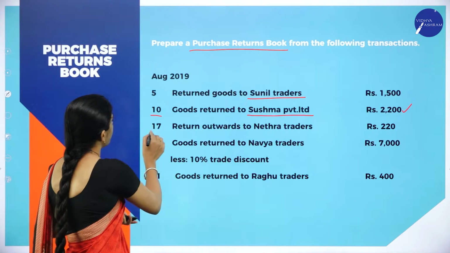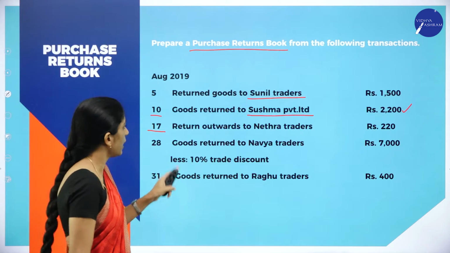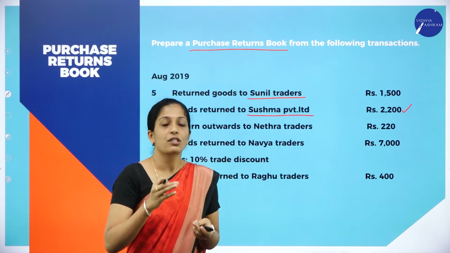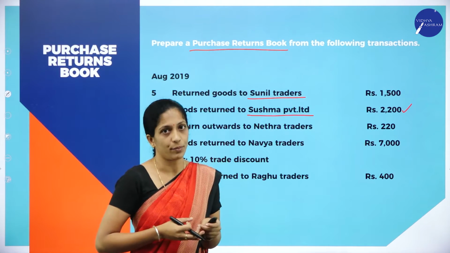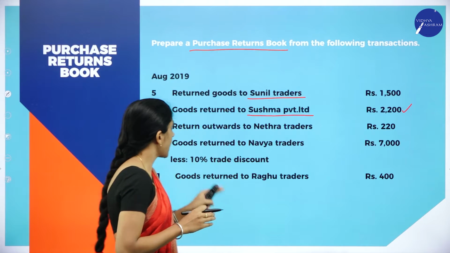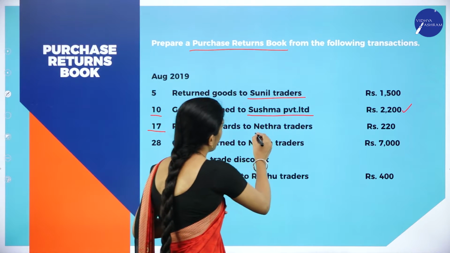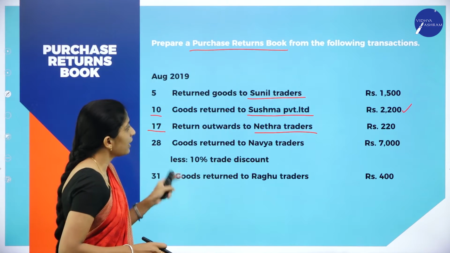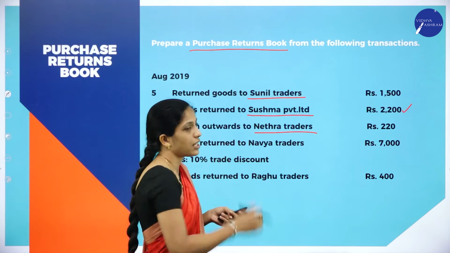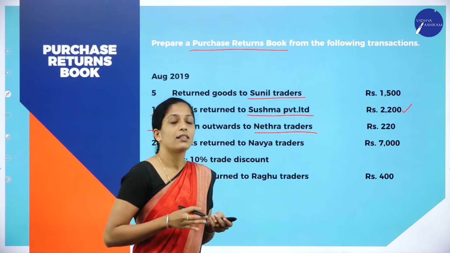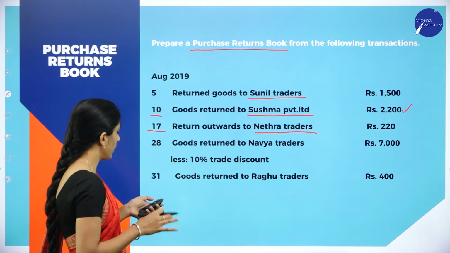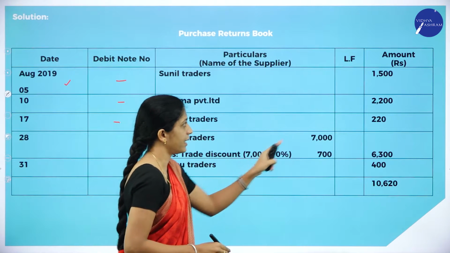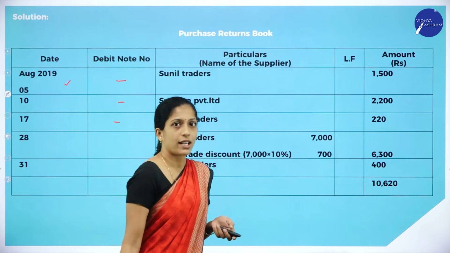Now moving on to the next transaction, 17th August 2019, return outwards. Return outwards, as I told, purchase return book is also known as what? Return outward book. So it is one and the same. So return outwards to Netra Traders, how much? 220. So date is how much? 17th. Name of the supplier is Netra Traders and the amount is 220, and there is no debit note number, so let it be blank. So you'll write the date 17th, name of the supplier Netra Traders, ledger folio empty and the amount is 220.